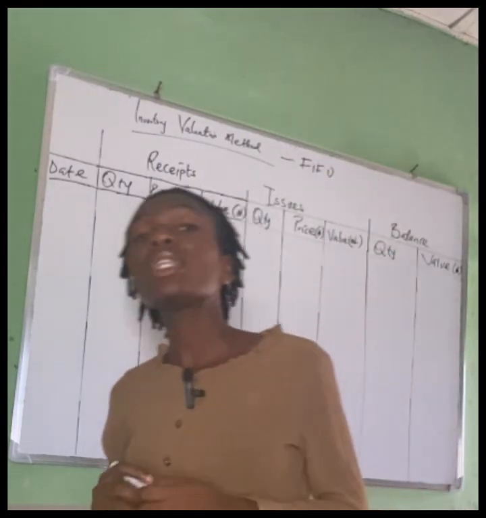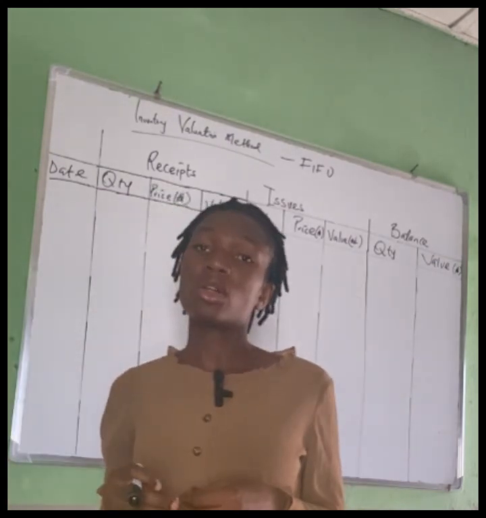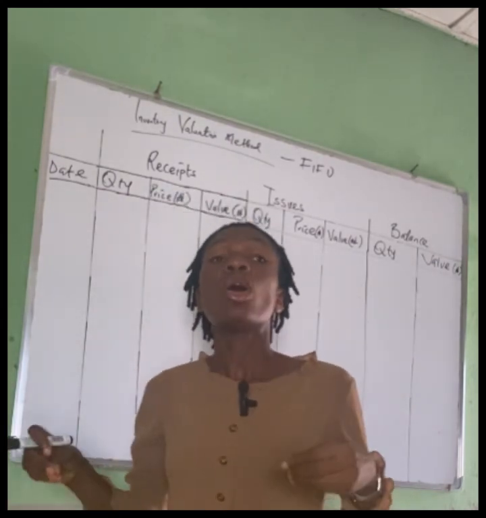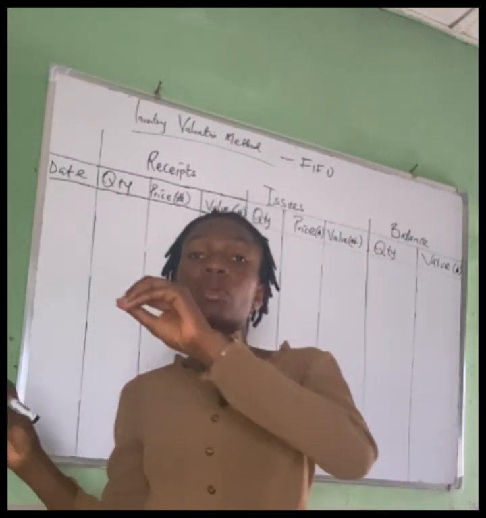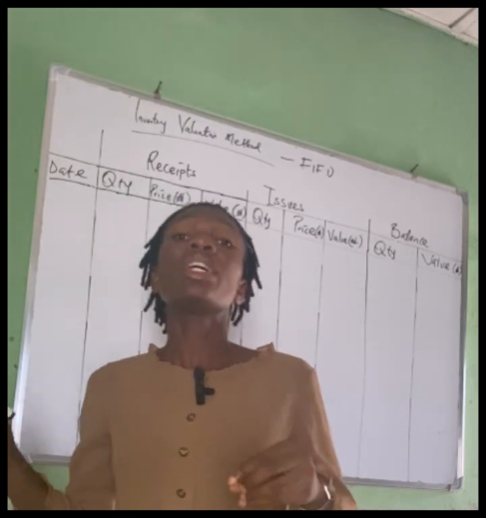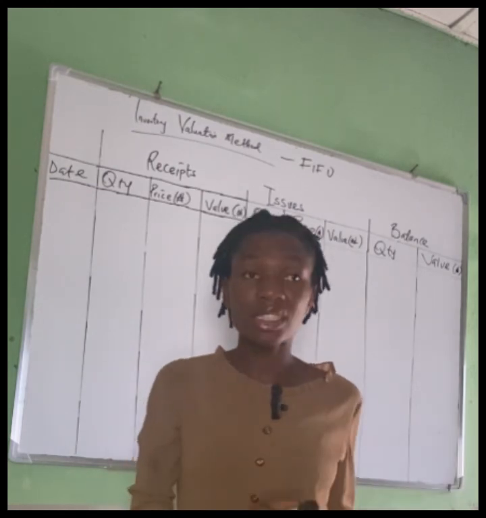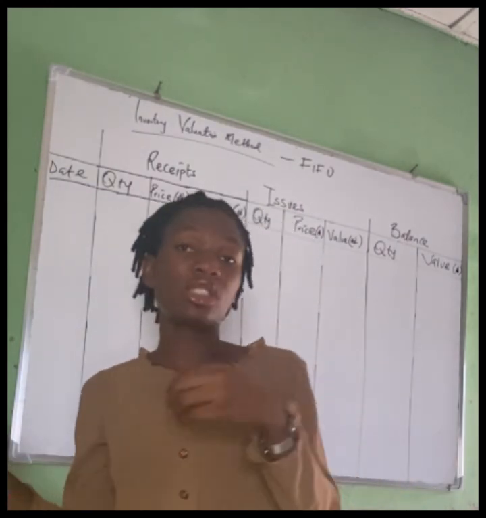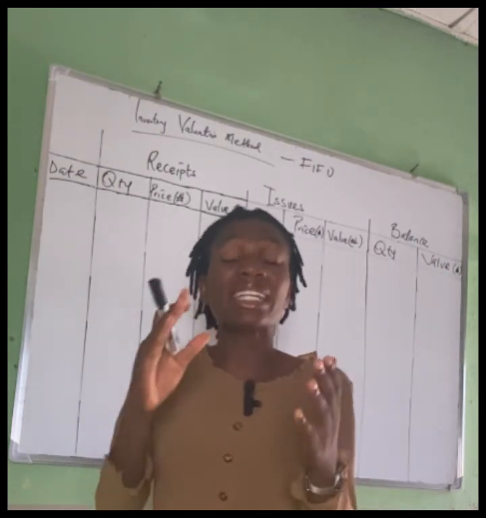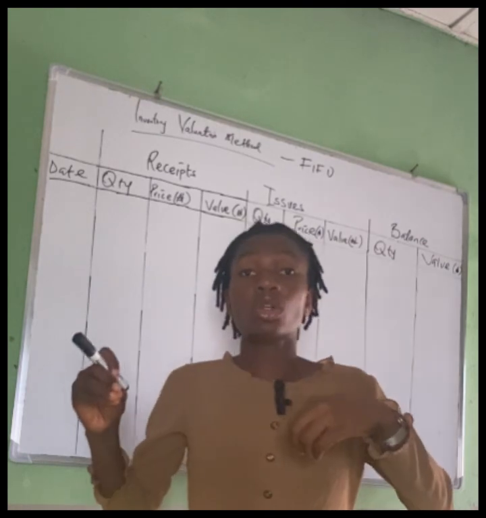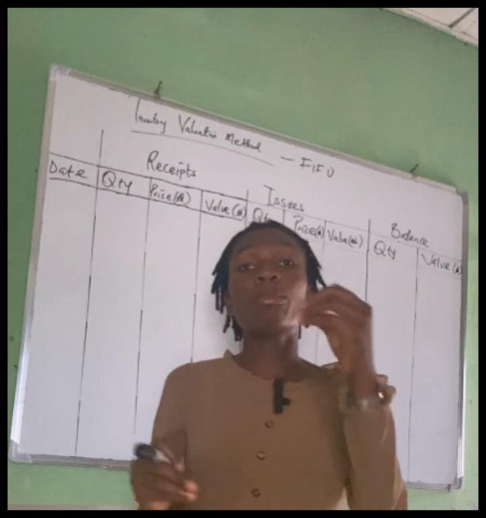Under this method, we are assuming that the goods that were bought earlier ought to be issued and used first, before the goods that were bought next. So goods that were bought in January ought to be issued and used first before we start issuing the goods that were bought in February. Following the calendar date, the goods that were bought on the 1st ought to be issued and used before the goods that were bought on the 2nd.